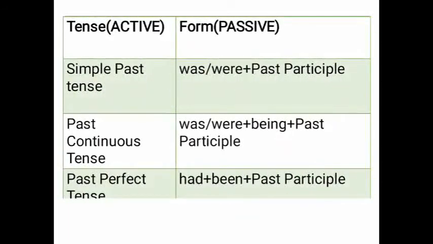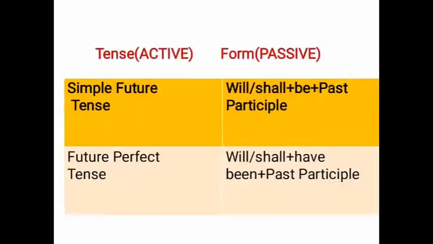Now what about the past tense? The simple past tense verb in active voice changes to was, were plus past participle in the passive voice. The past continuous changes to was, were plus being plus past participle. The past perfect tense changes to had plus been plus past participle. In both the present and past tenses, the perfect continuous tense is not used in the passive form.